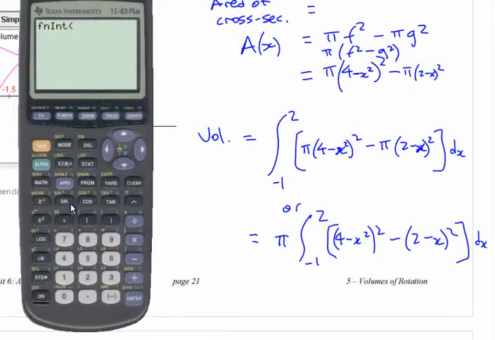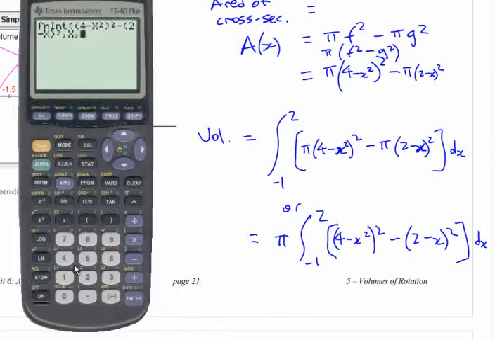Okay, I'll start again. I won't mess it up this time. 4 minus x squared, minus 2 minus x squared, x is the variable. The answer I have in the back, to be honest, could be starting at 0. I can't remember how I was thinking about it.